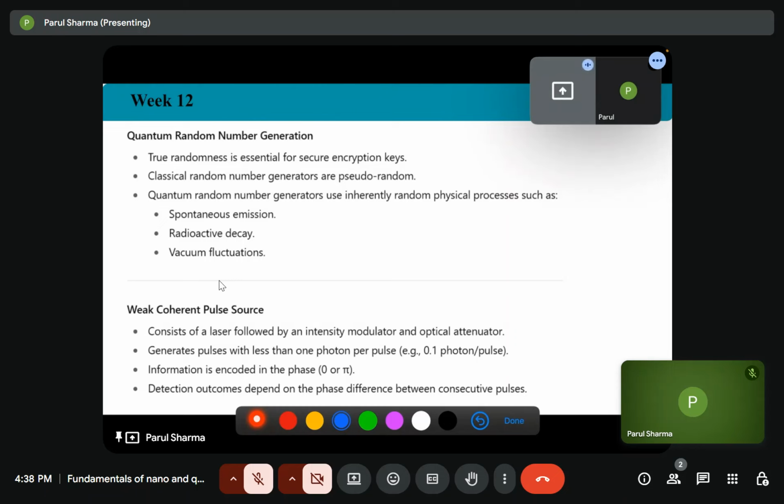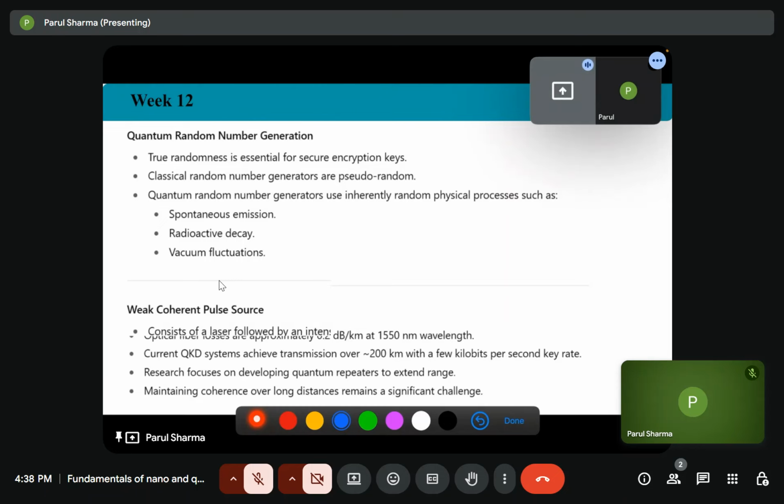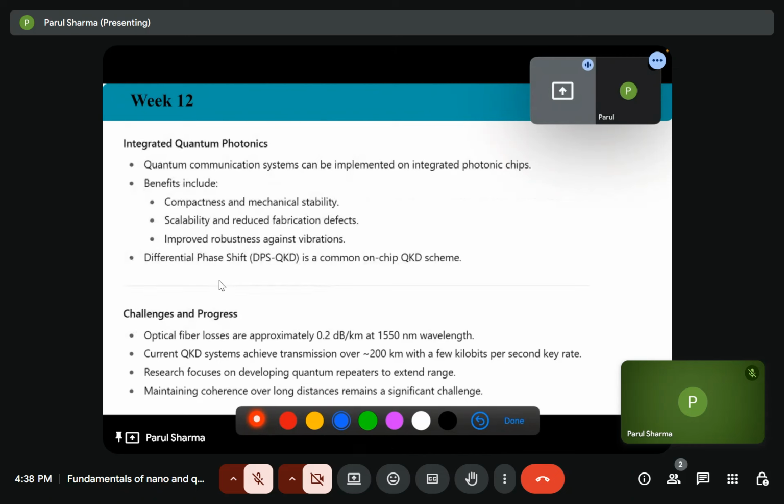So now we want to integrate all these things, quantum photonics on a single chip. Quantum communication system can be implemented on integrated photonic chips. So what are the benefits of this? So it will give compactness, mechanical stability, scalability, and it will reduce the fabrication defects also.